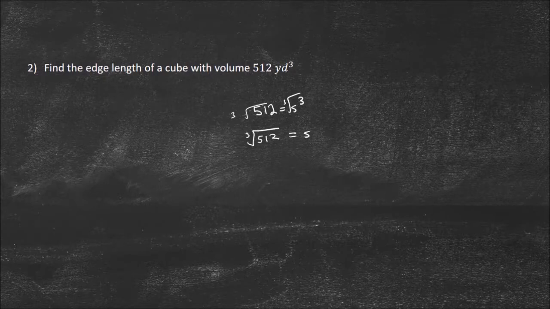Well, let's see. I don't know that one right off. 64 times 8, well, that's going to be 2 in the ones place. This might be the one. And then what's 8 times 6? 48 plus 3, 512. So that's it. So s equals 8.